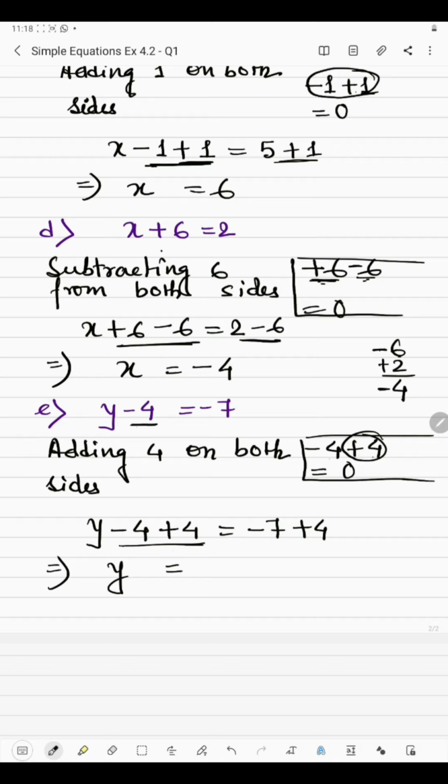Actually, in all the cases, since we have to find the value of the variable, we will have to make it alone on the left hand side. So y is alone here because this part has become 0. Now we will have to solve this to get the value of the variable y. So plus minus minus, so 7 minus 4 is 3, but the sign of 7 is greater here, so it will be minus 3. So the value of the variable y here is minus 3.